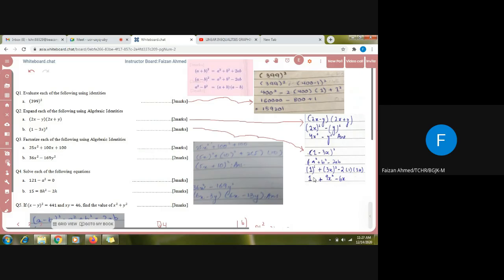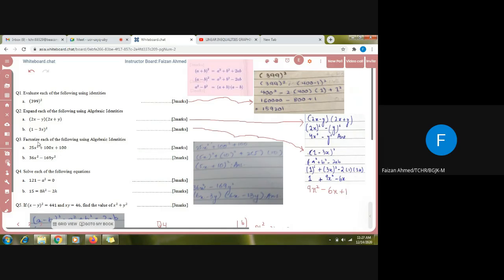1 square is 1, plus 3 square is 9, x square is 9x square, and minus 2 times 3 is 6, so 6x. You can also write 9x square first. You can also write it like this, 9x square minus 6x and then plus 1. Both answers are correct. So this was again the same question, and we have used identities in this question as well.